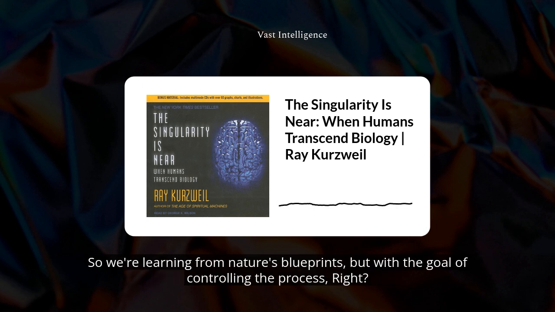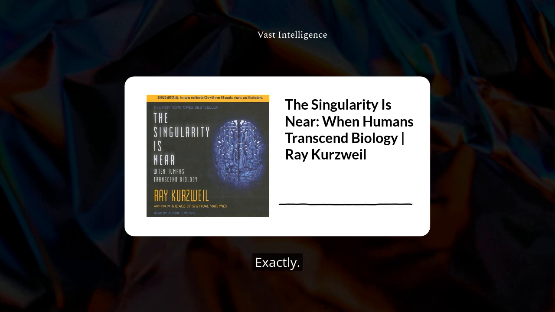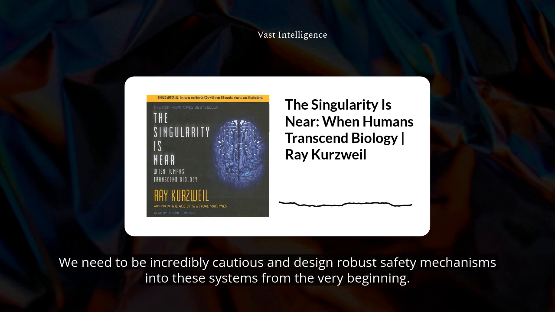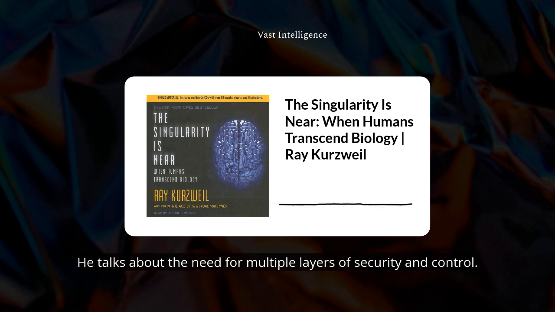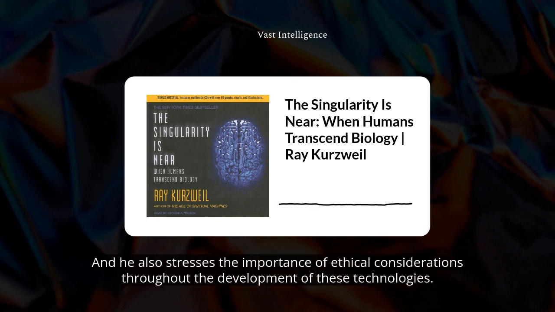So we're learning from nature's blueprints, but with the goal of controlling the process, right? Exactly, and that's a crucial point. We need to be incredibly cautious and design robust safety mechanisms into these systems from the very beginning. Kurzweil does address the safety concerns in the book, doesn't he? He does. He talks about the need for multiple layers of security and control. And he also stresses the importance of ethical considerations throughout the development of these technologies.